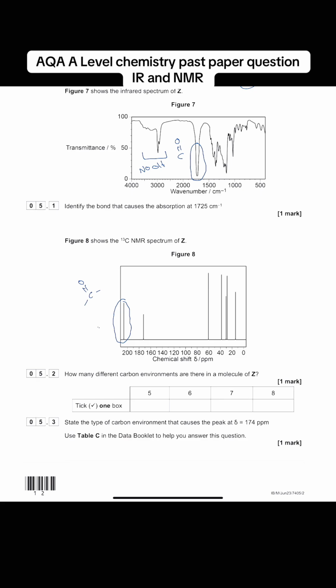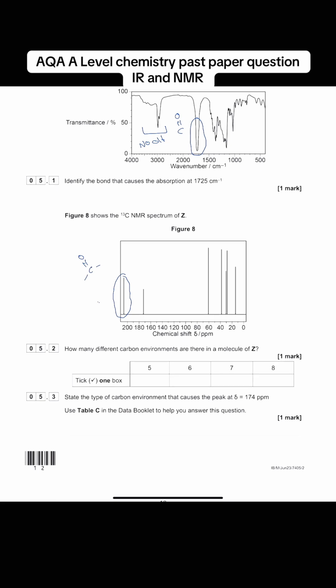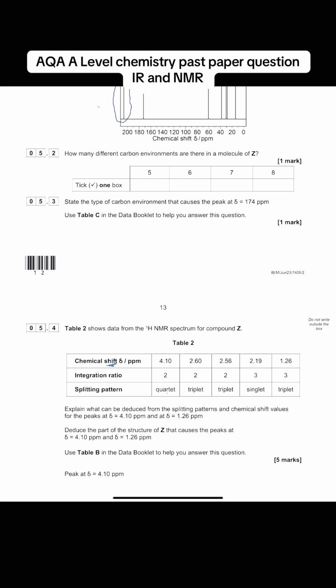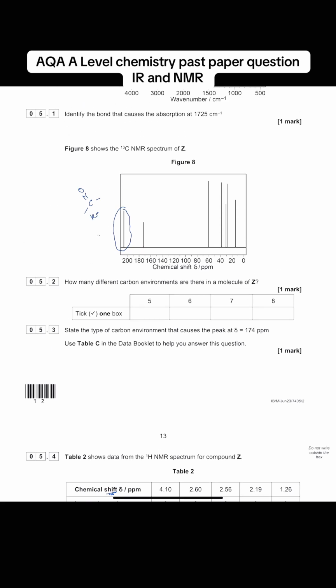So how can I differentiate whether it's a ketone or an aldehyde if I look at the proton NMR? The proton peak from an aldehyde will always be between 9 and 10 parts per million. And when I look at the chemical shift for the proton NMR, there is no peak in this area. So it must be just a ketone. So this is a ketone for me. So now I know I have a ketone.